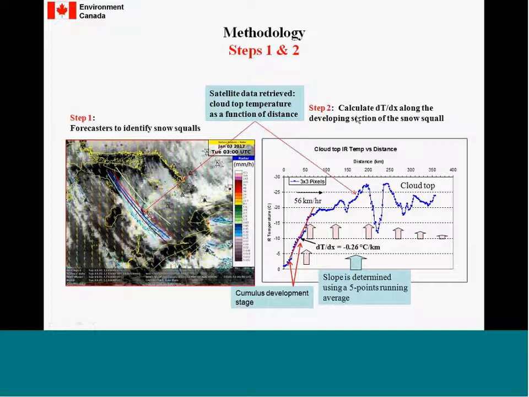So in this step, basically, we want to calculate dT/dx, that's the temperature gradient, along the developing section of the snow squall. Okay, this is the line over here. From a moving average we get the average slope here, dT/dx, for this case, 2.26 degrees per kilometer. This can later be converted into the cooling rate.